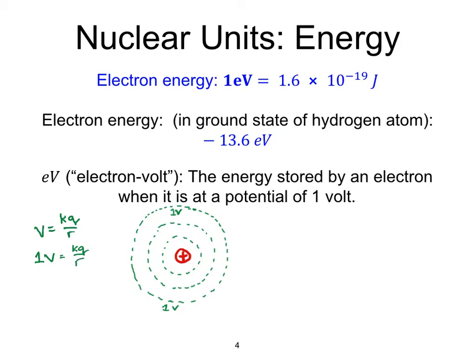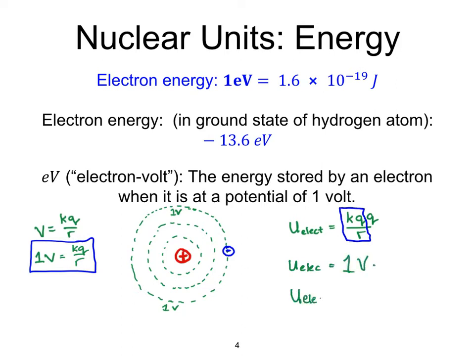Now let's go ahead and place an electron on that equipotential line. How much potential energy does it have? Well, we also learned in Unit 2 that electric potential energy is just U equals kQq over r. We already know that the kQ over r part is equal to 1 volt. So that means that U electric just equals 1 volt times the charge of the electron, that second q up there, or 1 volt times 1.6 times 10 to the negative 19th coulombs.